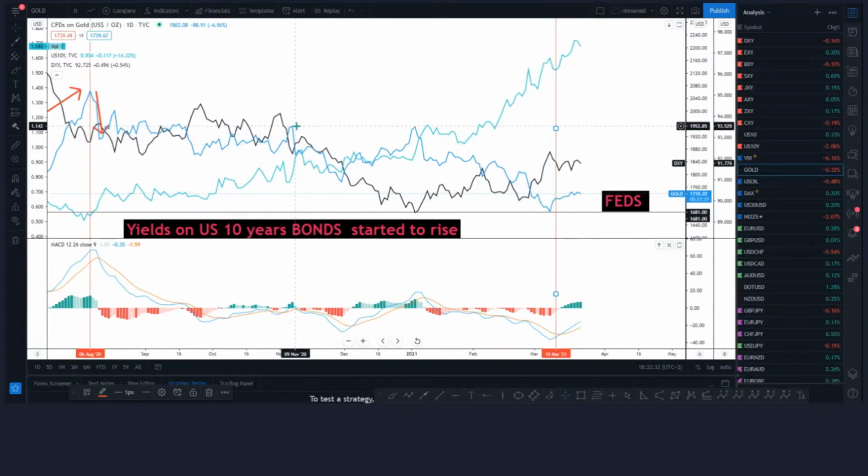Also, Bitcoin has been taking a lot of money from the gold, so that's the line chart. I hope that was clear, guys. We got some educational stuff in this one.